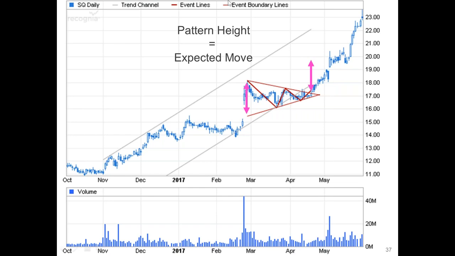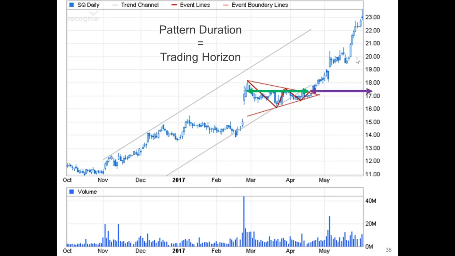This is where the pattern suggests the price is going to go. So it's kind of a rule of thumb, but it's useful because it tells you roughly how much price action am I going to see? So we think the target price will be somewhere up around $20.